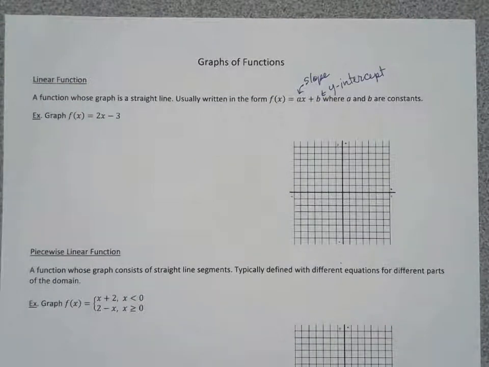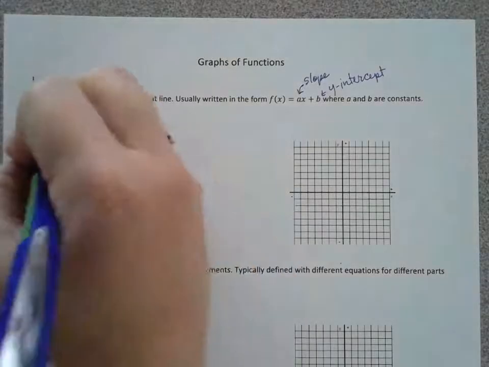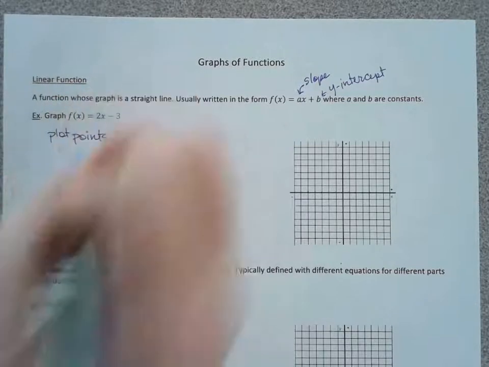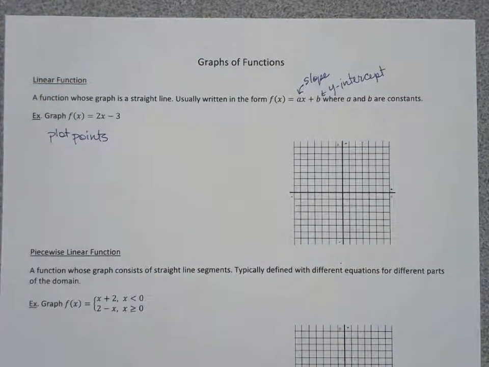Okay, so if you've had experience in graphing lines, you can do this in two ways. You can graph a line by using the slope and the y-intercept, or you could graph a line by plotting points. Either one would work. Let me do plotting points first, and then we'll do the y-intercept and slope. If we were to plot points, what that means is I'm just going to substitute in values for x.